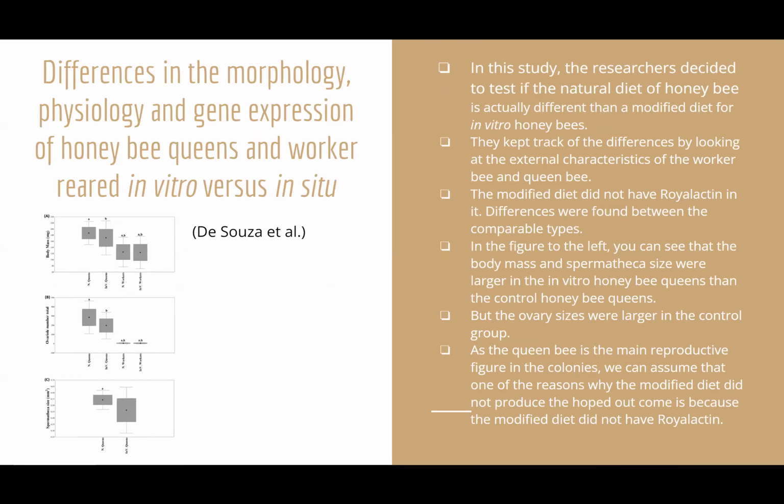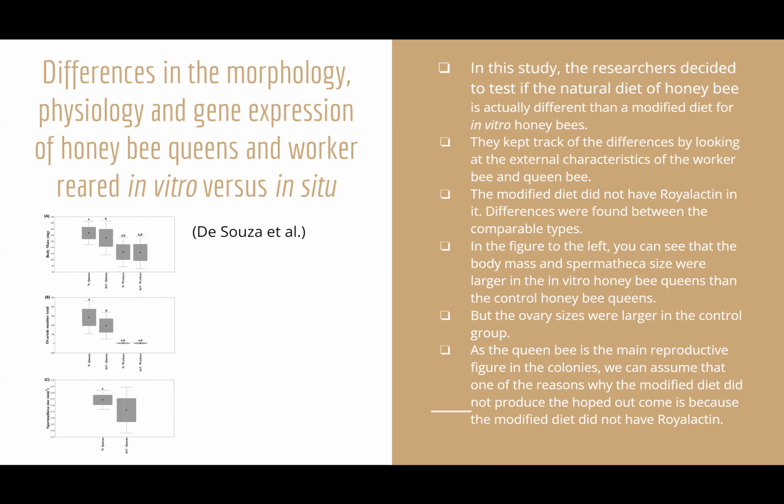Next, differences in the morphology, physiology, and gene expression of honeybee queens and workers reared in vitro versus in situ. In this study, the researchers decided to test if the natural diet of honeybees is actually different than a modified diet for in vitro honeybees. So they kept track of the differences by looking at the external characteristics of the worker bee and queen bee. The modified diet did not have royal actin in it, and differences were found between the comparable types.